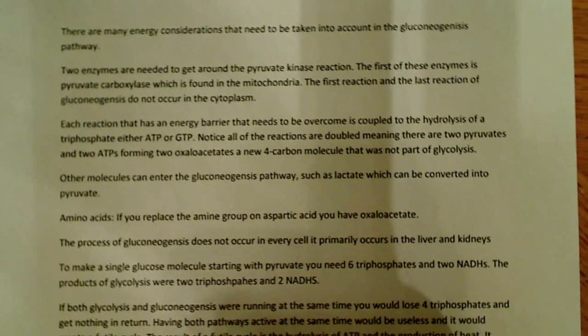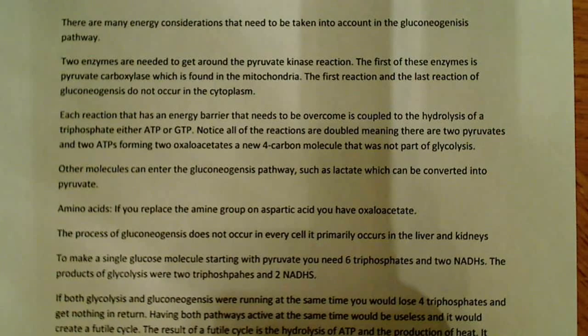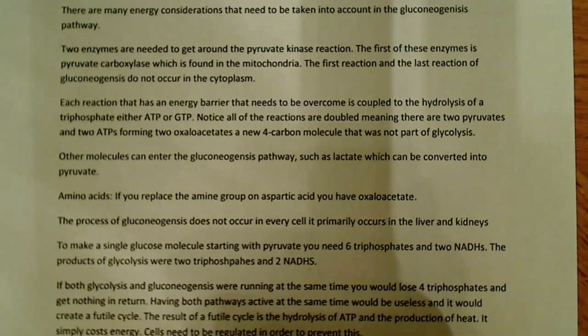So other molecules can enter the gluconeogenesis pathway, okay, and I mentioned this, I believe, in my other video about lactate. That lactate could be converted to pyruvate by the liver, and that pyruvate could be used to make glucose, and that's exactly what happens there. There's also some amino acids, so if I have the amino acid aspartic acid, okay, you can actually make oxaloacetate from it if you replace the amine group. So you could use amino acids to also form oxaloacetate, an intermediate that would be able to enter the gluconeogenesis pathway.